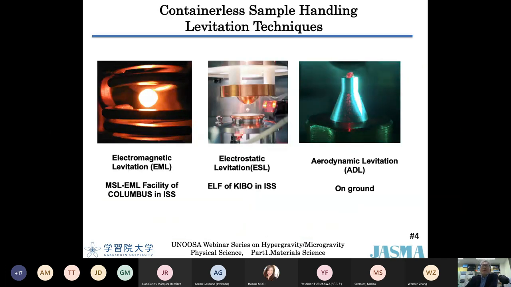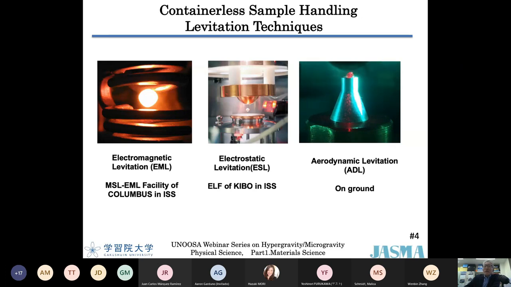Levitation techniques have many ideas, but these three are the major techniques for levitating a sample and measuring thermophysical properties. Here is electromagnetic levitation, which uses the electromagnetic induction effect. This electromagnetic levitation furnace, called the MSL-EML facility, is installed in the Columbus module in the ISS, operated by ESA. And here is electrostatic levitation, which uses the Coulomb force. By applying an electrical field and charging the sample, the Coulomb force acts to levitate the sample.